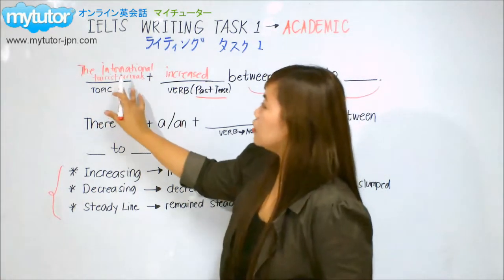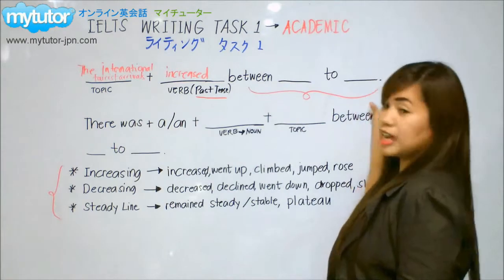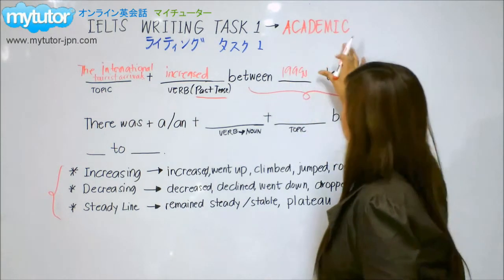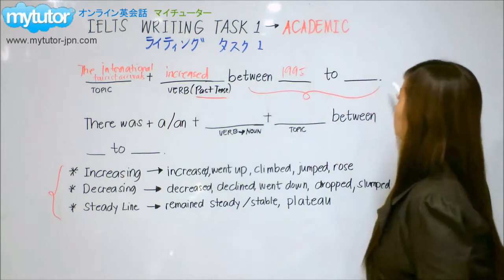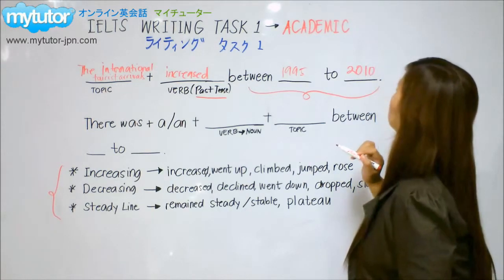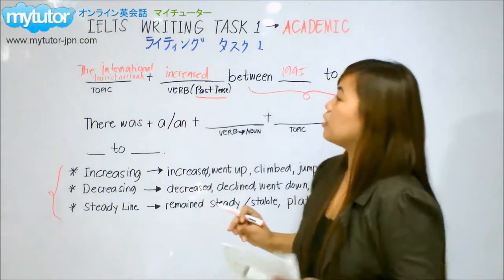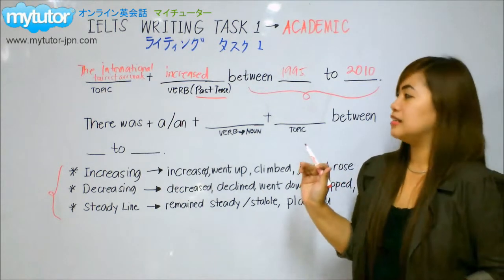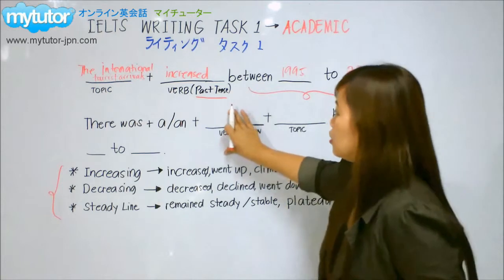So the international tourist arrivals increased between, this is the time range, 1995 until when? Let's say 2010. So this is our second sentence: the international tourist arrivals increased between 1995 to 2010. Second way on how to write it, let's just use this.